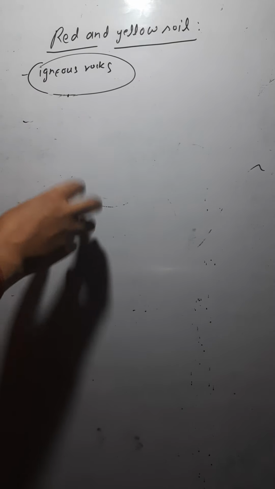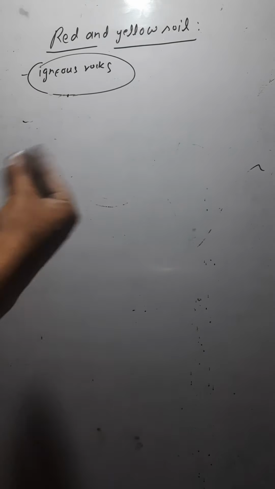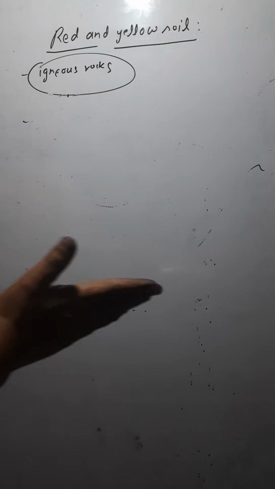Now how does this become yellow? When this red soil comes in contact with water, it gets hydrated and the color of the red soil becomes yellow at that time. Are you getting it? Very good.